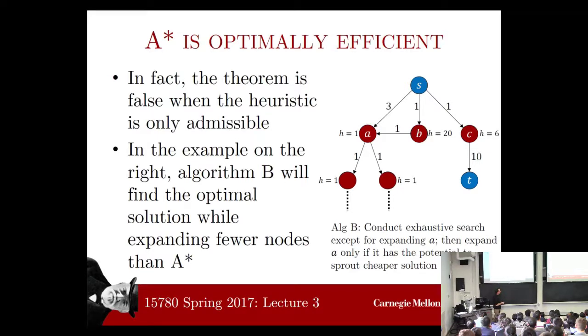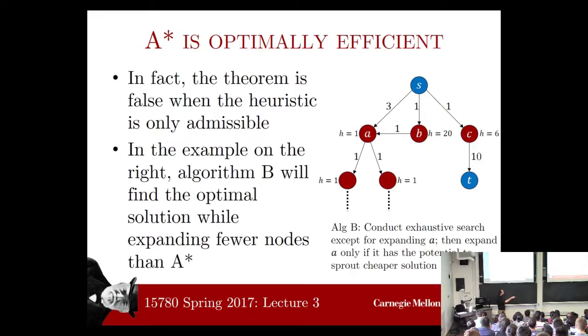And I'm going to define the following algorithm B. B conducts exhaustive search over the whole search problem, except for expanding a special node called A. And then it expands A only if A still has the potential of leading to a cheaper solution based on the information you have at that point. So let's see what will happen, okay?